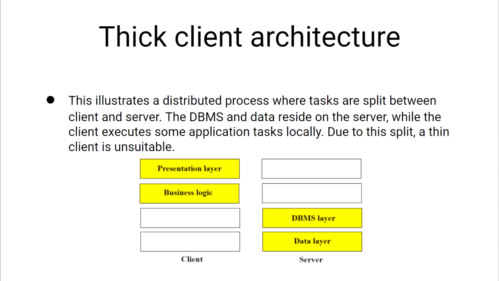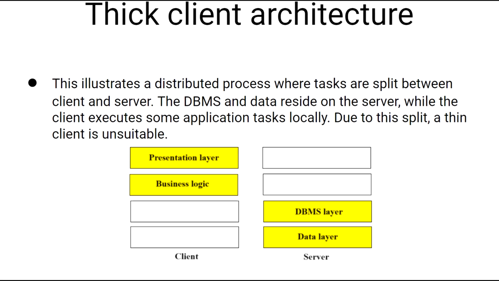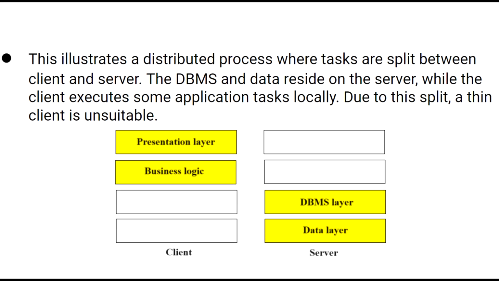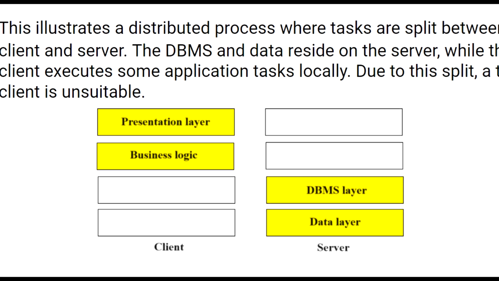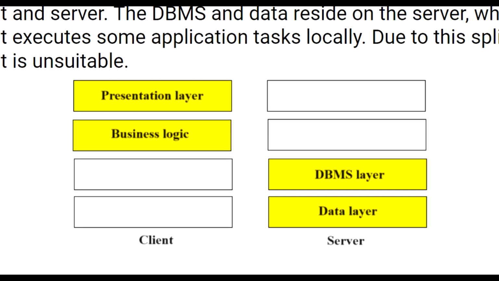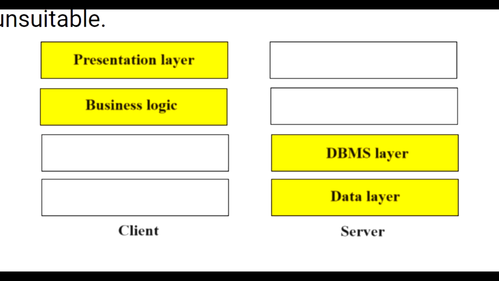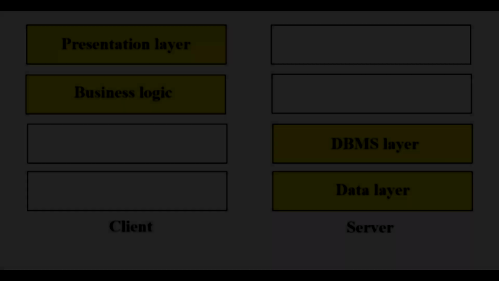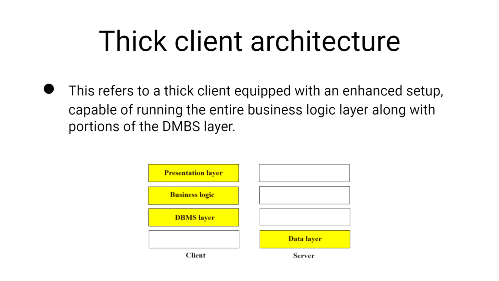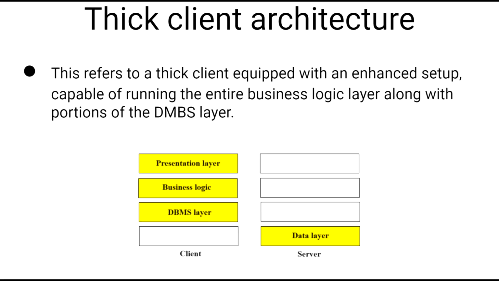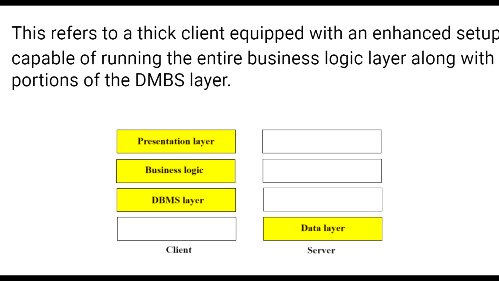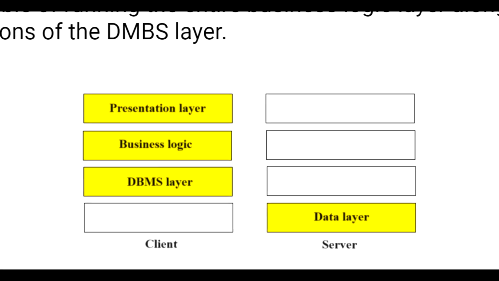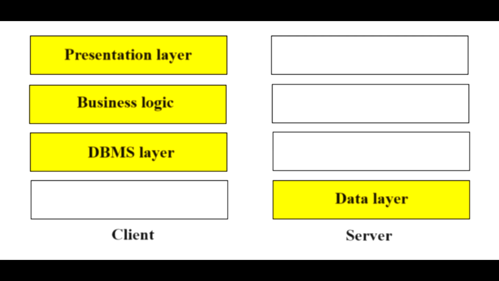Thick client architecture. This illustrates a distributed process where tasks are split between client and server. The database management system and data reside on the server, while the client executes some application tasks locally. Due to this split, a thin client is unsuitable. On this slide, we can see the thick client, which is equipped with an enhanced setup, capable of running the entire business logic layer along with portions of the database management system layer.